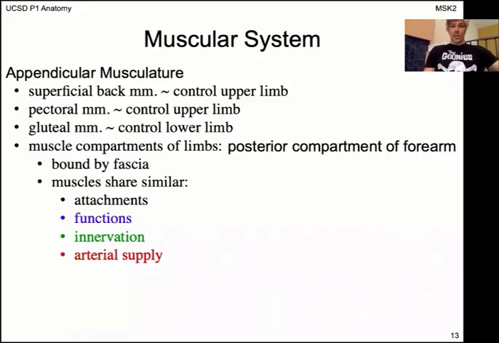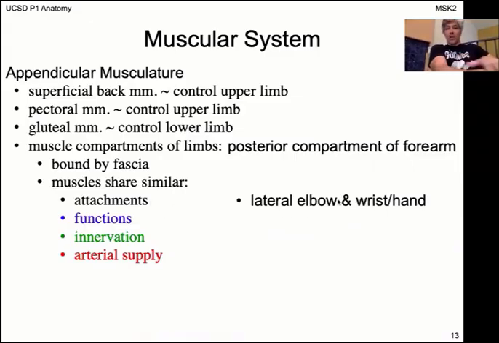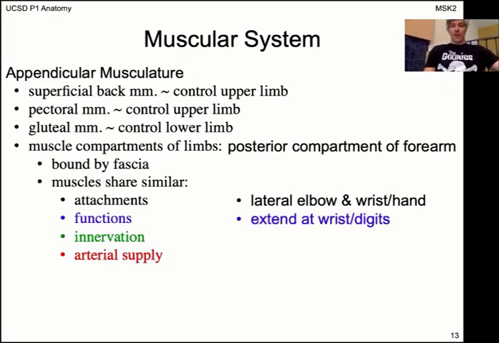So for one killer example to use here, the posterior compartment of the forearm, those forearm extensors that we were just talking about, that you can aggravate with a tennis elbow. Their common attachments, they tend to originate from the lateral elbow and they go across the wrist into the hand. Their anatomic actions include extension at the wrist and extension of the fingers, like that. Okay, posterior forearm muscles, they're all innervated by one nerve, the radial nerve.